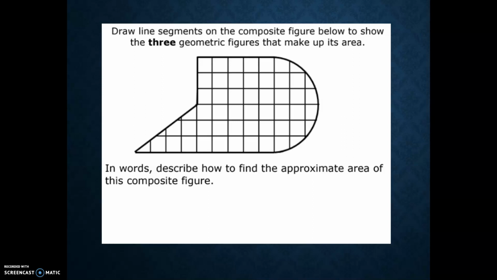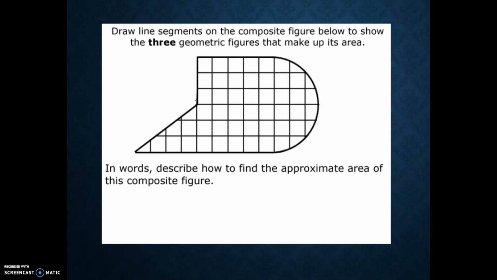So this says in your notes, draw line segments on the composite figure below to show the three geometric figures that make up its area. Underneath it says, in words, describe how to find the approximate area of this composite figure. What makes it a composite figure is that there are different segments that are different shapes, and they're all put together to make one new shape. So let's go ahead and draw those lines like it said.